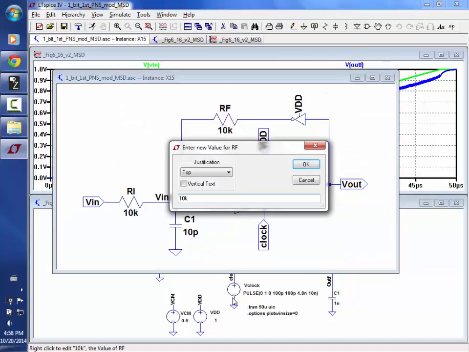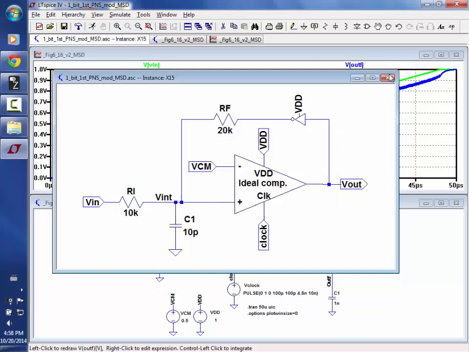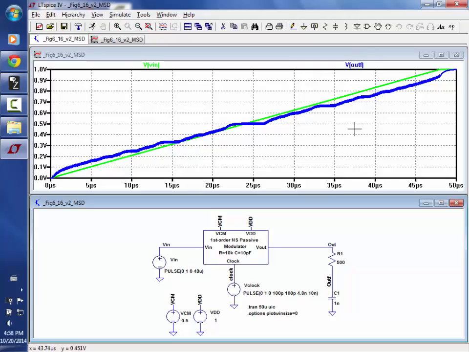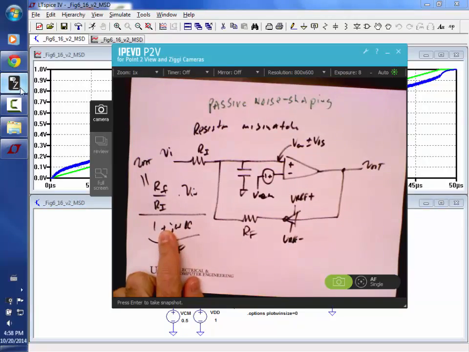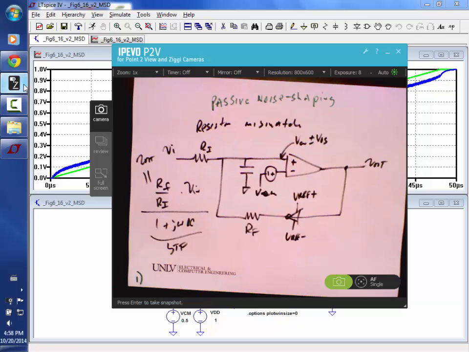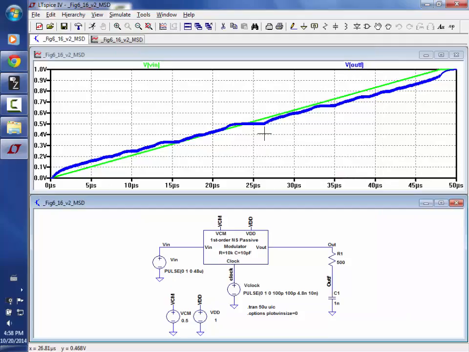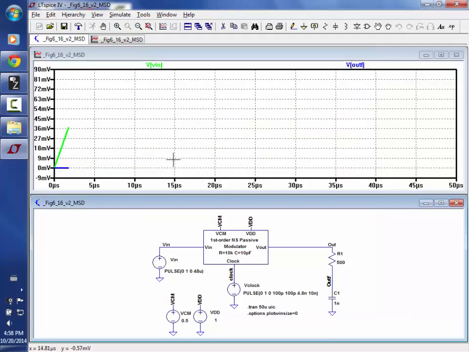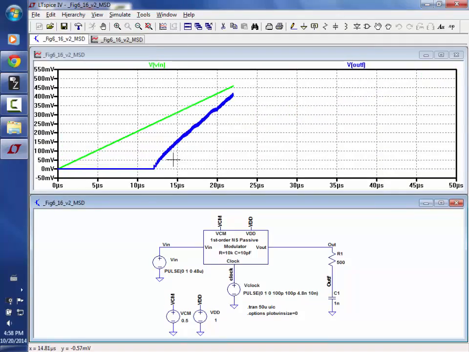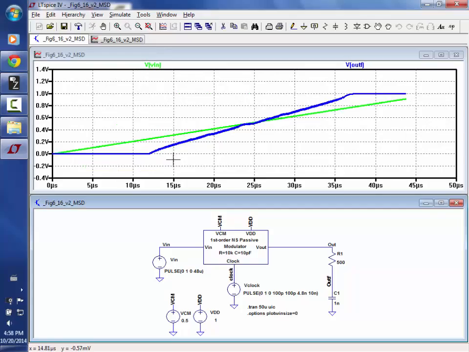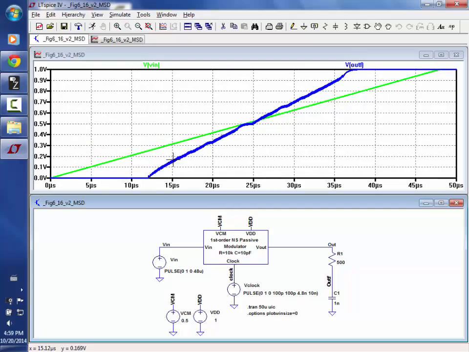So if I change this to 20, so RF is 20, what do you expect is going to happen to the curve based upon what I said here? It's going to get steeper, right? Because the gain's higher, and the gain is the slope of the curve. It's the slope, the RF over RI. So I hit run, and you're going to see once it starts taking off, it saturates, and see how the gain went up.